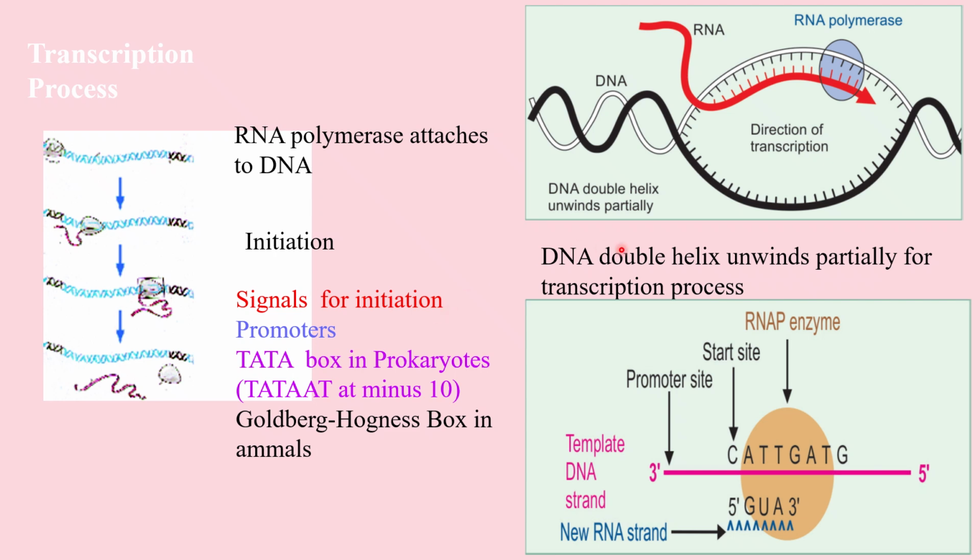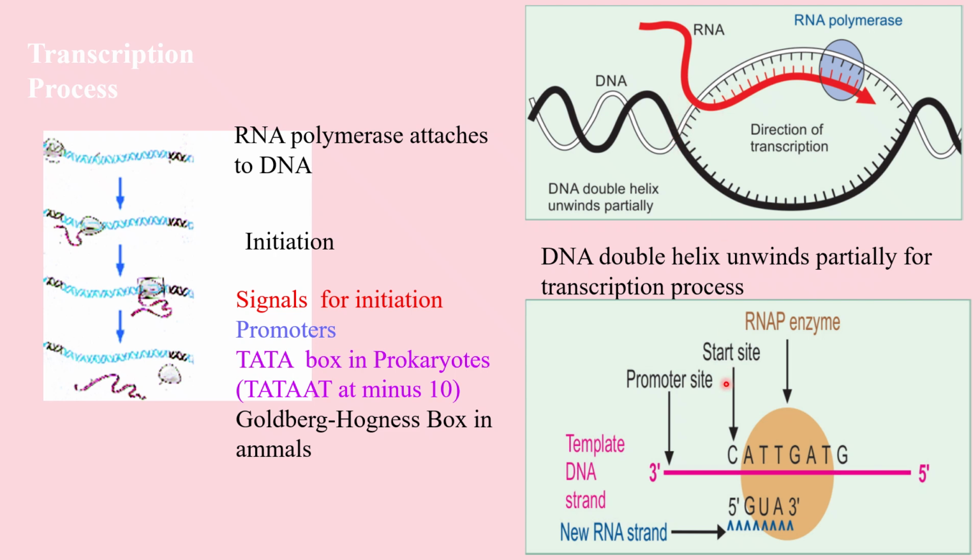We can see here, the double helix of the DNA unwinds partially for the transcription process. So there is an unwinding at the particular region where the transcription has to happen. And here, 10 bases away, there is a site of the promoter region, which gives the signal that finally at this place there will be a synthesis of RNA. So this will be the site of transcription.